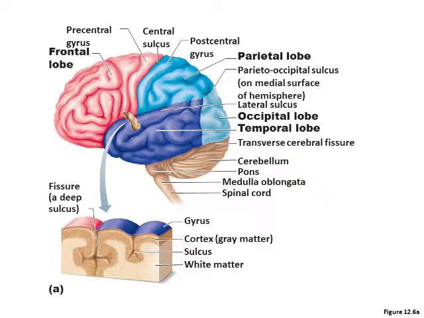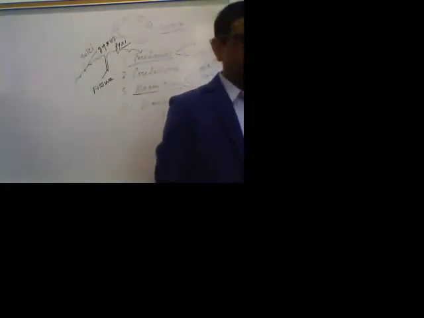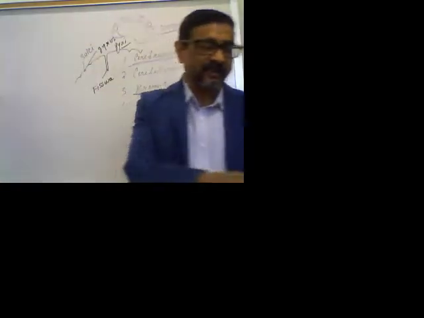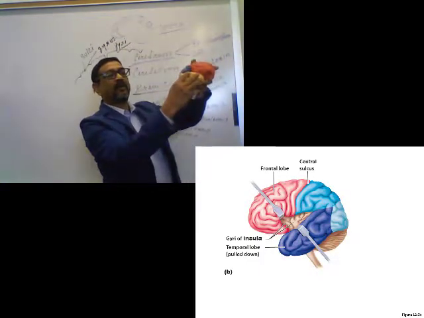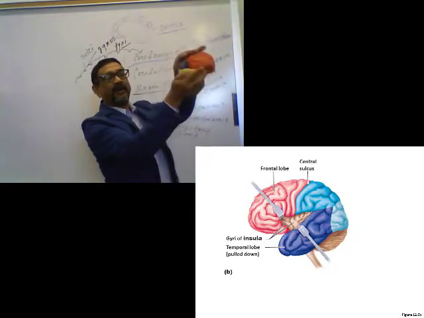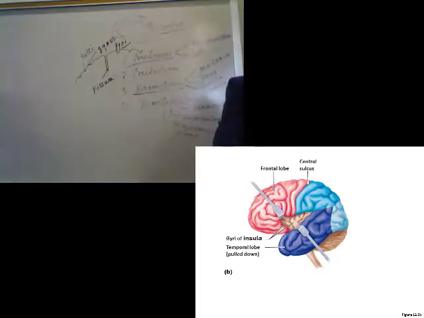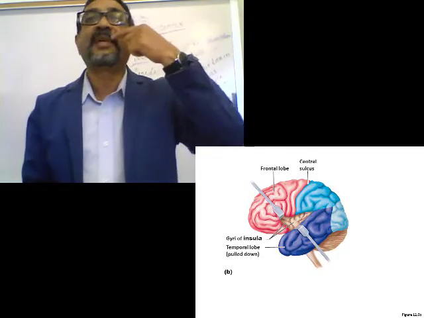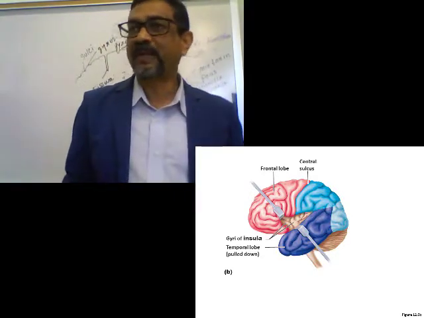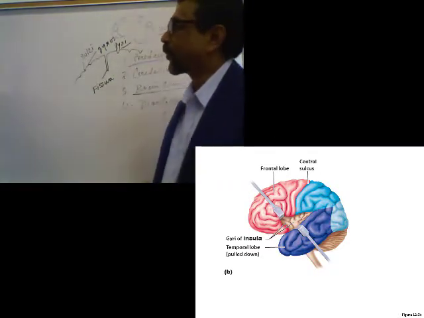Now, the insula is located inside. If you look through the lateral sulcus, this is the lateral sulcus, this is the temporal lobe. If you just open like this, inside you will see the insula. The insula is mainly responsible for the processing of taste signals from the tongue. The taste signal is processed in the insula.